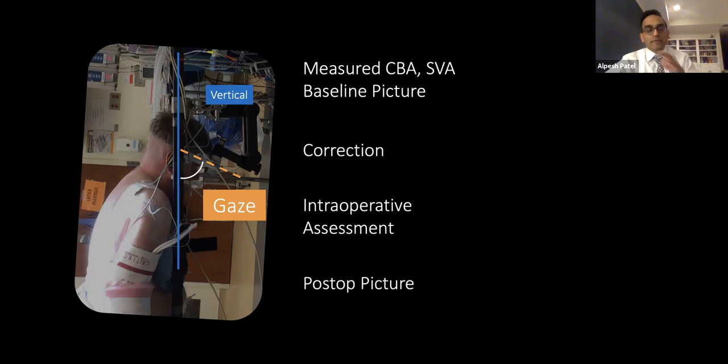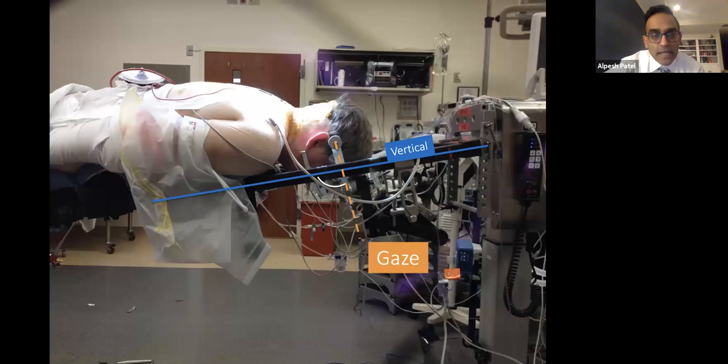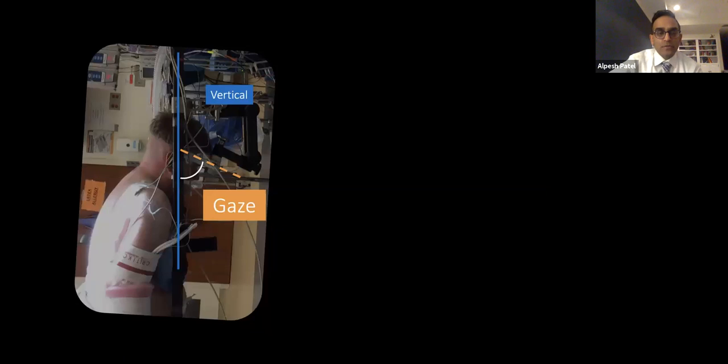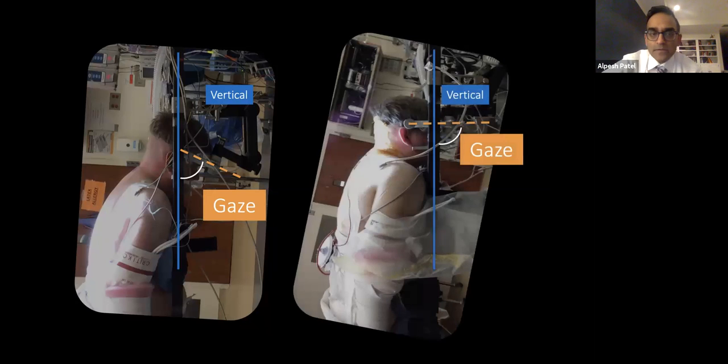And then before they leave the table, before we take them off the table, we take another post-op picture to get some eyes on where they are at now. So this is that same patient after his PSO and after correction. And again, I'm going to turn that image to the right, 90 degrees. So this is our pre-op, and this is our post-op.